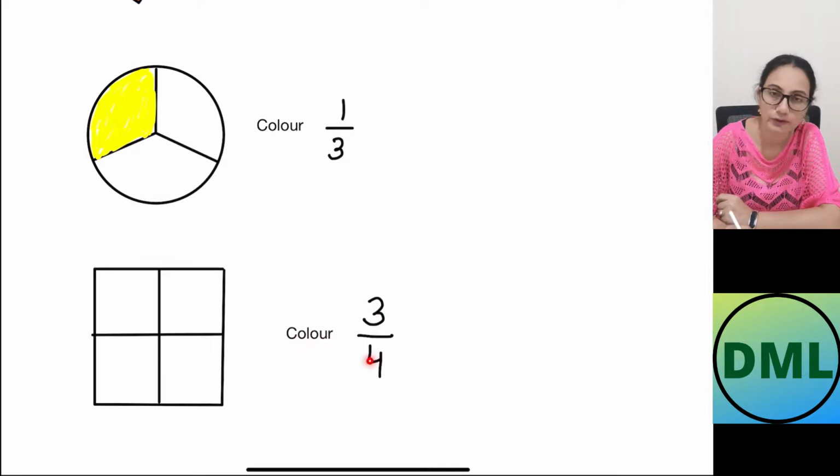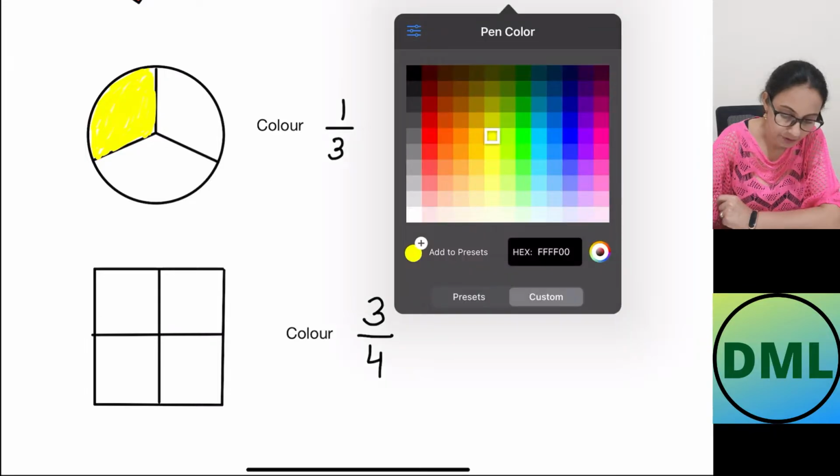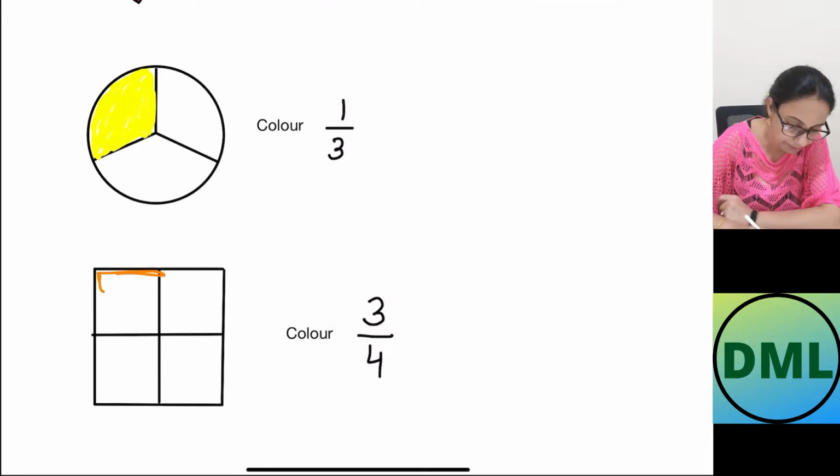Color 3/4. Out of 4 parts, 1, 2, 3, 4 parts, I have to color 3 parts. So let's color it. Which color do you want? You want orange? Let's take orange. And I have to color 3 parts. So let's color 3 parts. So this is my first box. This is my second box.